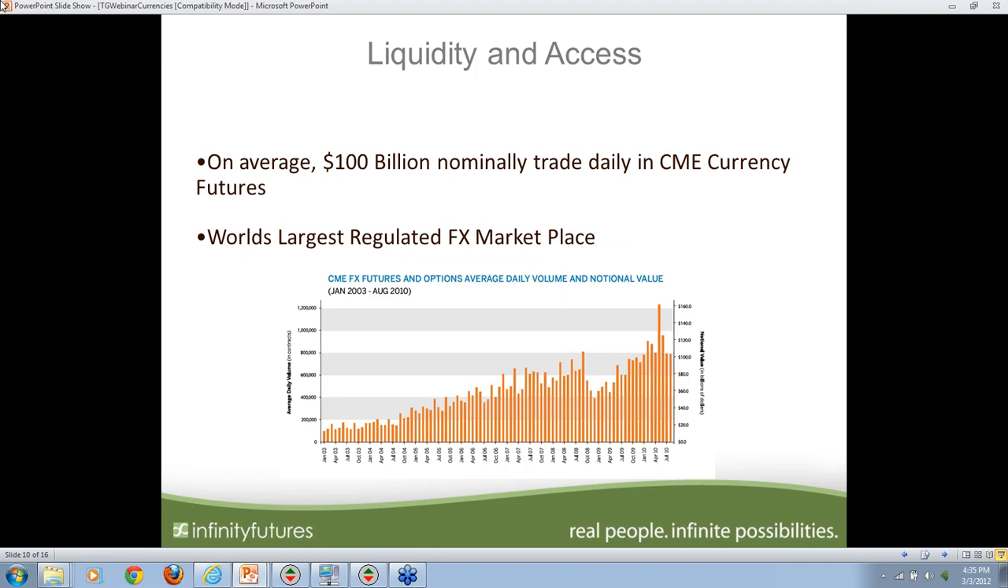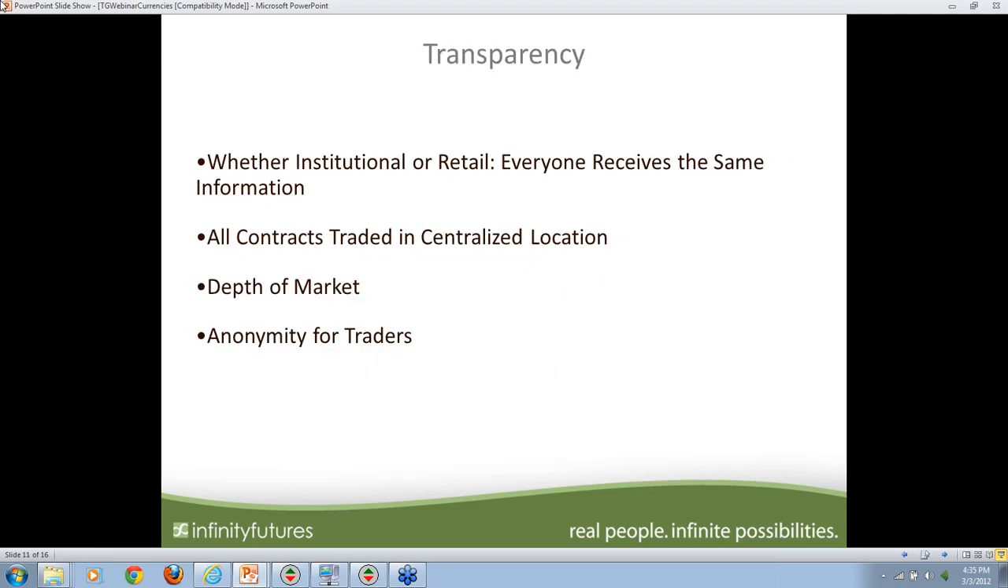For transparency, whether institutional or retail, everybody receives the same information. This is quite important just because you're getting this exact same information as a retail customer as the large hedge funds, the banks, the government. Everybody's receiving the same information. There's no hierarchy structure or anything like that.